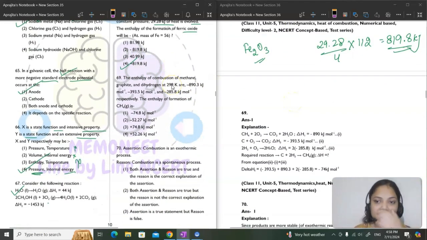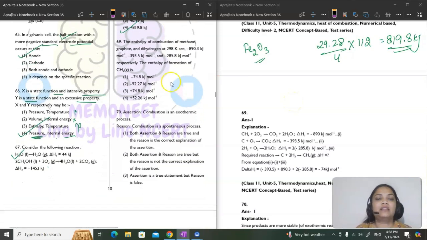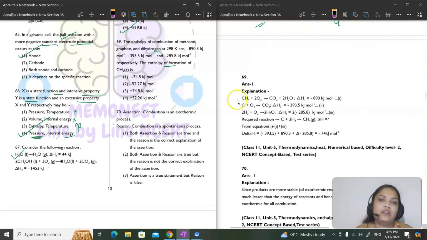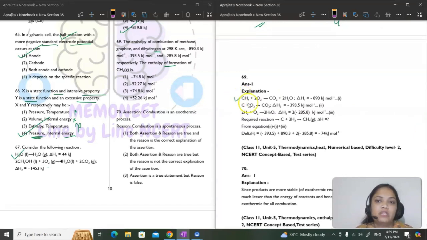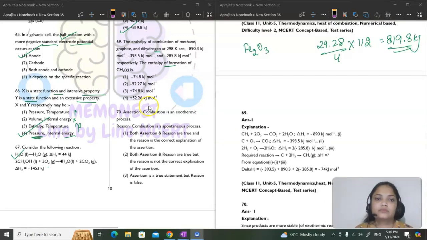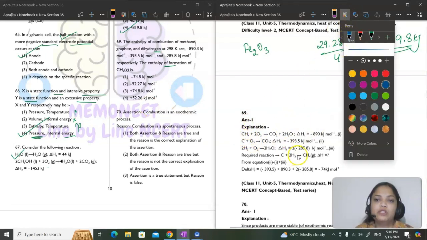Okay, next question students, question number 69. Enthalpy of combustion for methane, graphite and dihydrogen are given. You have to find the enthalpy of formation of CH4. So from these equations now you have to add, subtract these things, and then you will be able to do it. So for the enthalpy of combustion of methane, it's there, graphite and hydrogen. Now here students, you just add these equations. We have multiplied the third equation by 2.